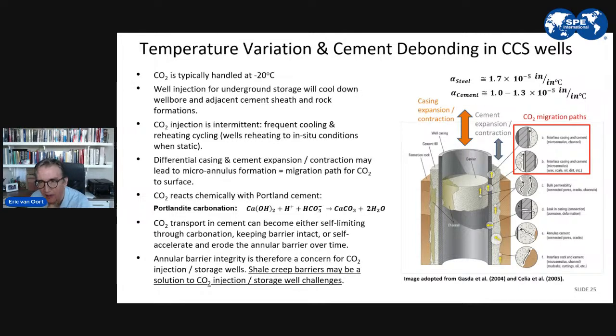It will cool down the wellbore and the adjacent cement sheath. And a big problem is that the thermal expansion coefficient for steel and cement is different. So the steel and cement expand and contract differently. And it will not only contract, it will also expand, because CO2 injection is intermittent. So we will stop CO2 injection occasionally, and then of course the wellbore will heat up back to in situ conditions. So you'll have frequent cooling and reheating cycles. And this is not good, particularly not for the relatively weak barrier, the weak interface between the cement and the casing.